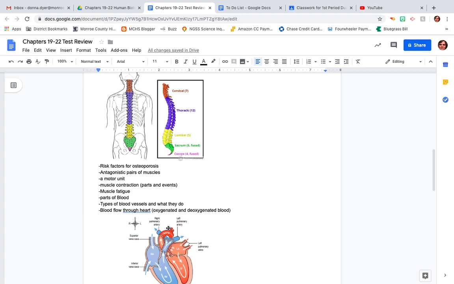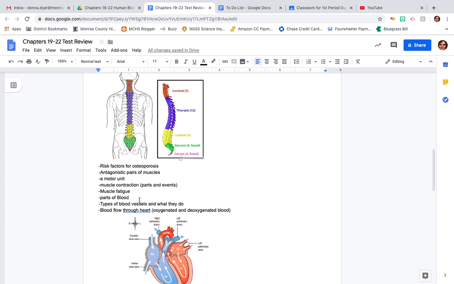That was all you need to know about the muscular system. Also, with muscle contraction, I know that's a little bit involved, so you may go back and watch one or two of the videos that I showed during that unit to help you remember what happens during muscle contraction.